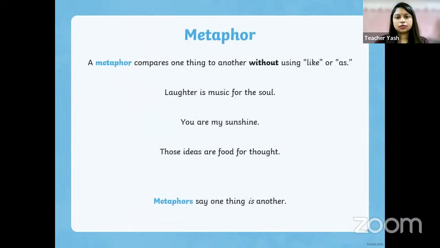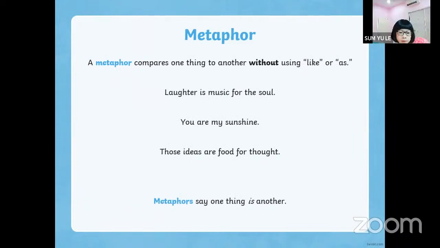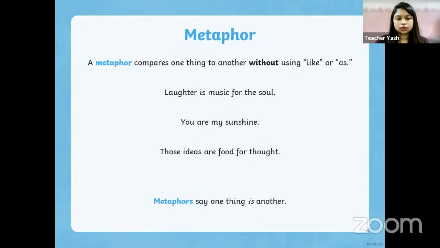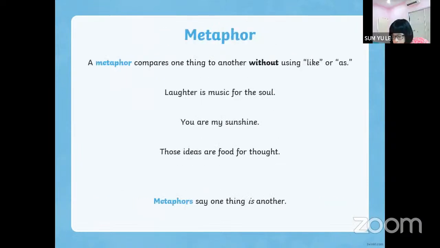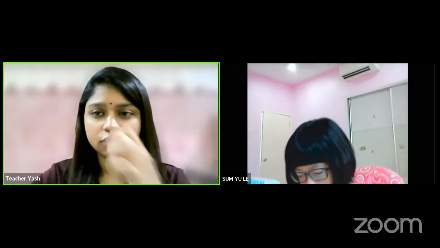Okay, now metaphor. A metaphor compares one thing to another without using like or as. Laughter is music for the soul. You're my sunshine. Those ideas are food for thought. Metaphor: one thing is another. Yes. Understand? Yeah. Okay, so now I'm going to give you the quiz for metaphor and simile.